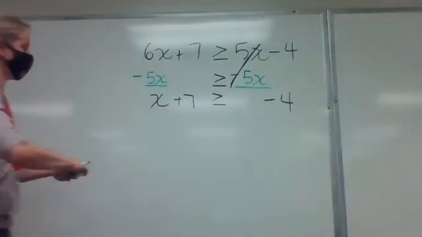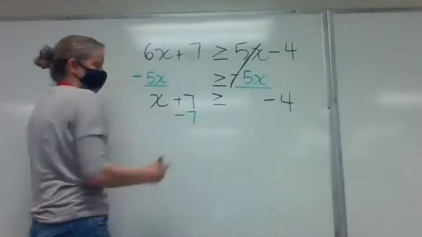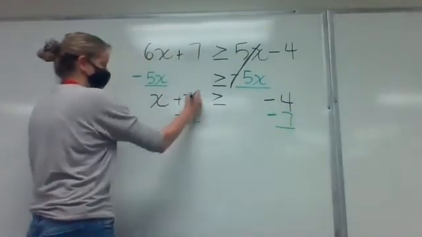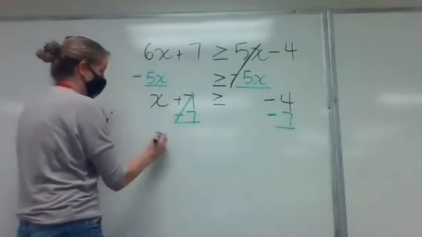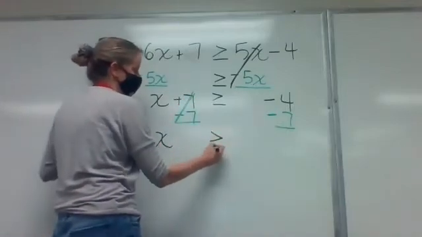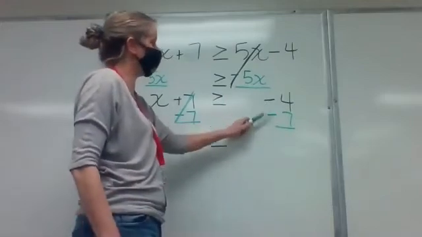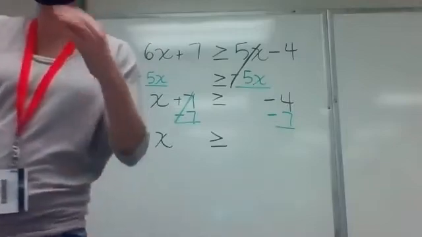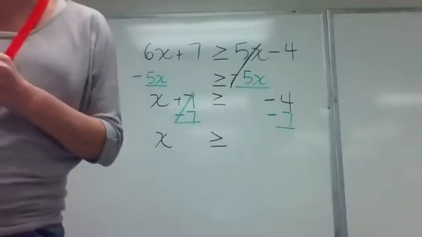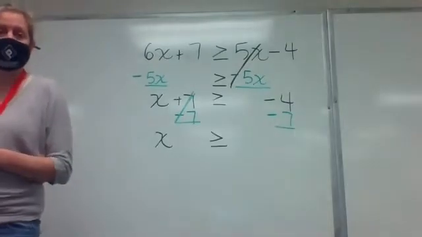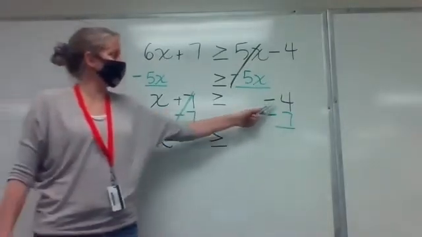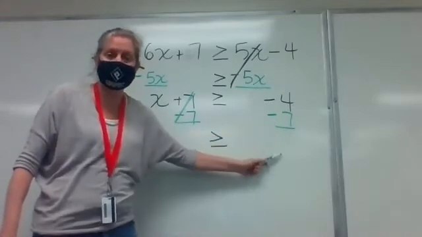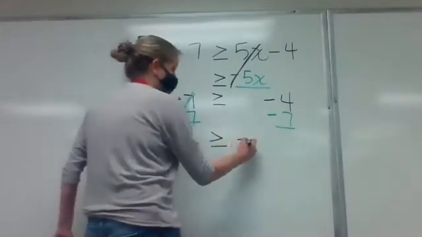So to get x alone, I would minus that 7. So now I have, there's my x, there's my greater than or equal to negative 4 minus 7. Again, you can think about that as in your bank account. If you have negative $4 and you go down $7 more, now you're at negative 11. Or if the temperature is negative 4 and it goes down 7 more degrees, now you're at negative 11, right? Or you can put that in your calculator.